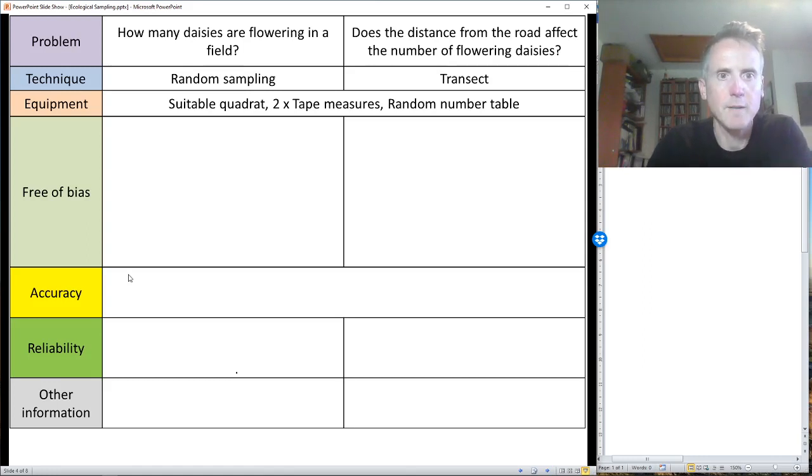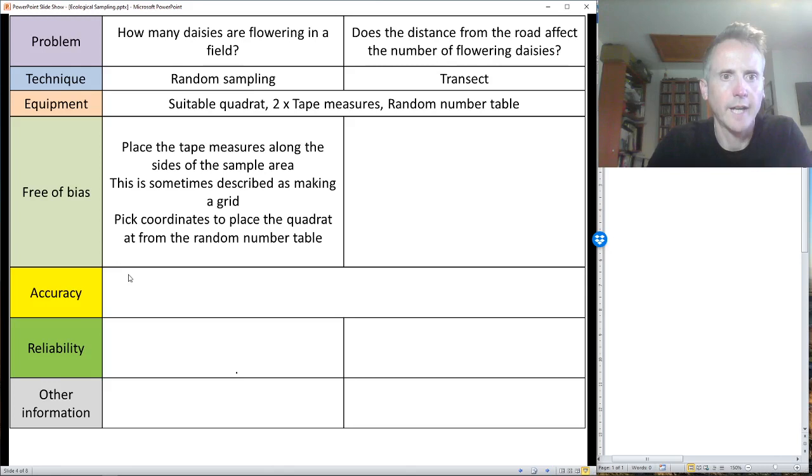So firstly, free of bias. This is where we need to place the quadrat randomly. We never throw a quadrat. We do that by placing tape measures along the sides of the sample area, like an X and Y axis. I don't know which way round it will be when you see the video. Sometimes described as making a grid. Sometimes you can peg out an entire grid of string to actually make physical little sample areas. But crucially, we pick coordinates to place the quadrat at from a random number table.